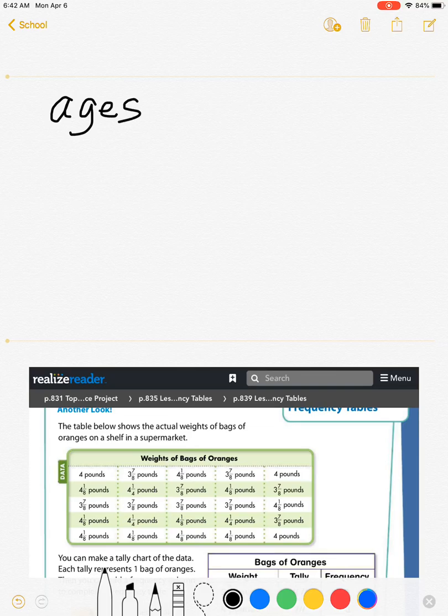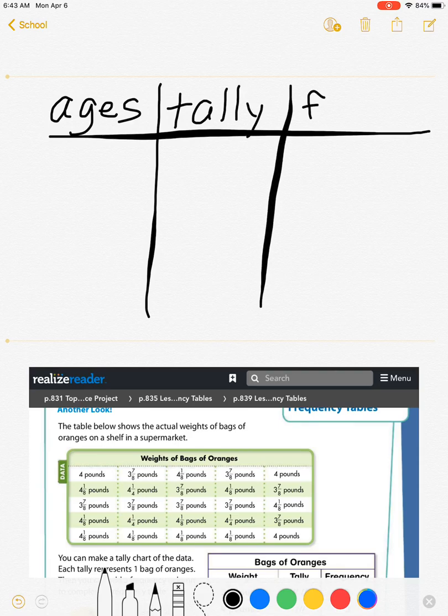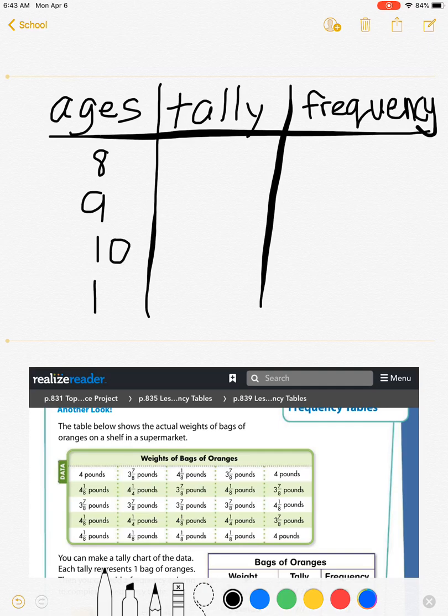Let's make a frequency table about our ages. So we have a few different columns. We have the ages, we have the tally marks here, and then we have the frequency here. So let's take some different ages. Let's say we're going to take the ages of a few different grades in our school. So let's take the ages 8, 9, 10, and 11.